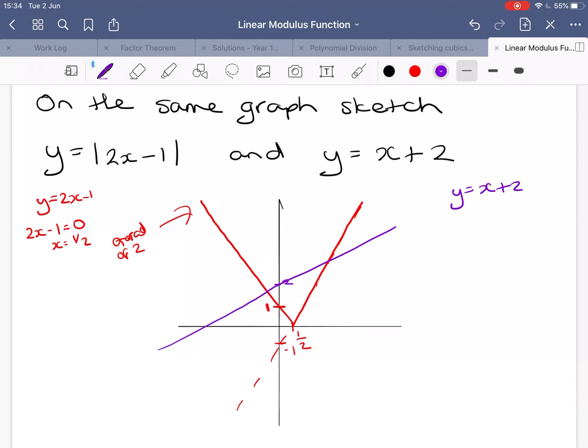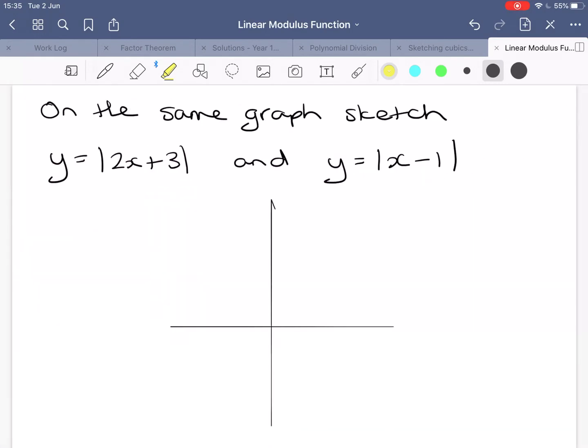And actually, if I worked out where it crossed the x-axis, it crosses at -2, because on the x-axis y equals 0, so you have 0 equals x plus 2, so x equals -2. And so I get a picture like this. So in this case, how many points of intersection are there? Well, there's actually 1, 2. So in this case, there are 2 points of intersection.